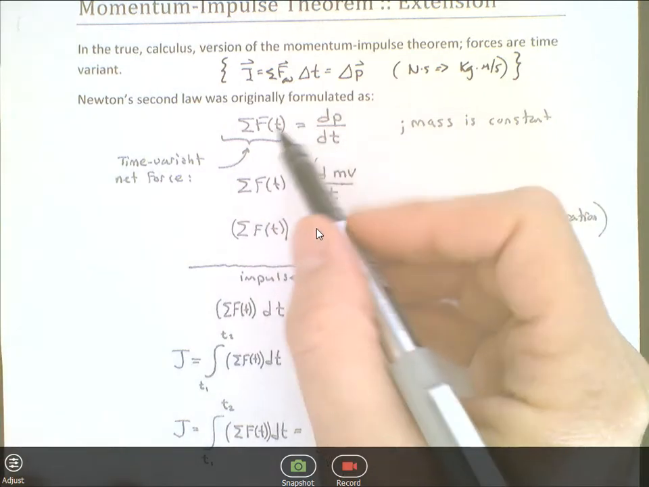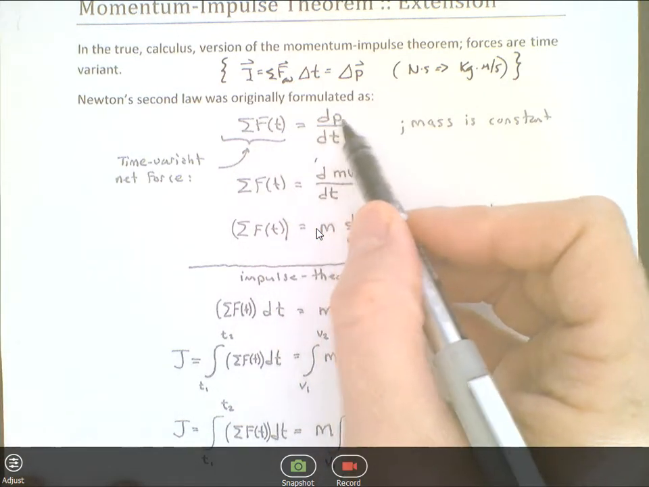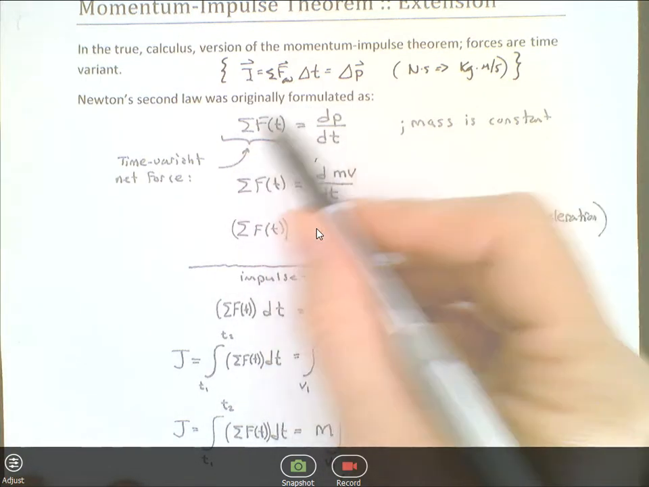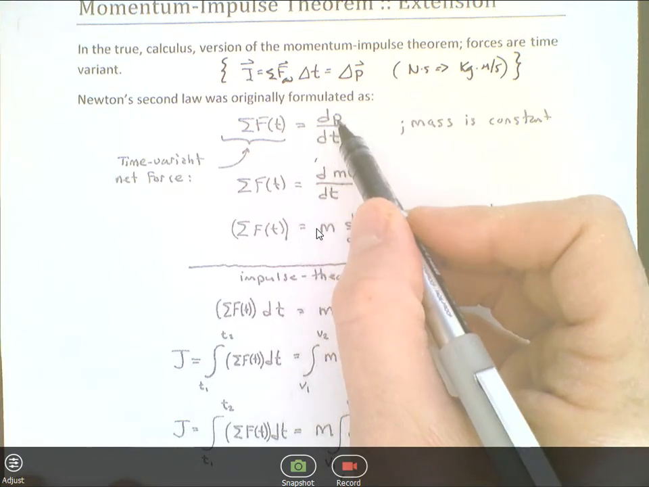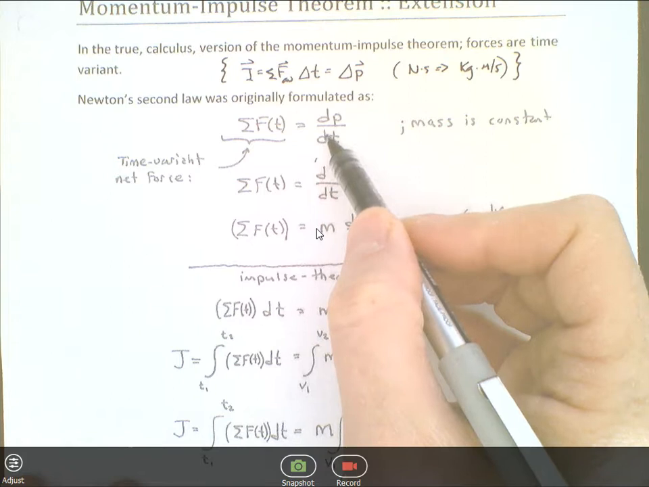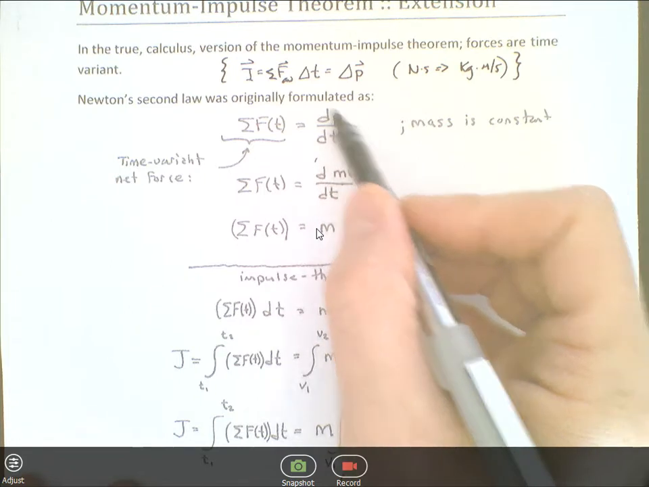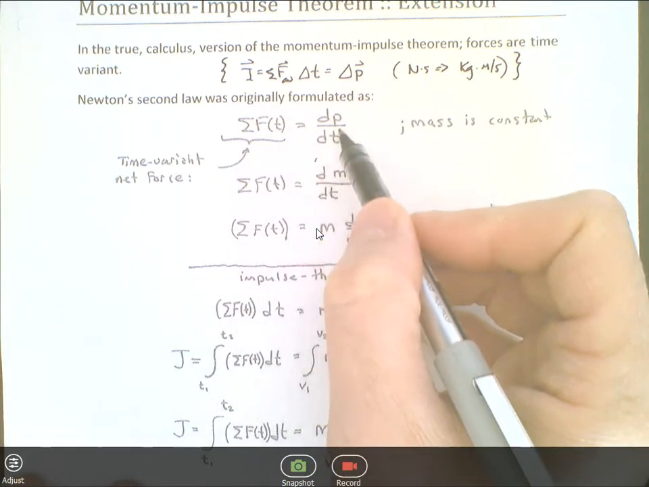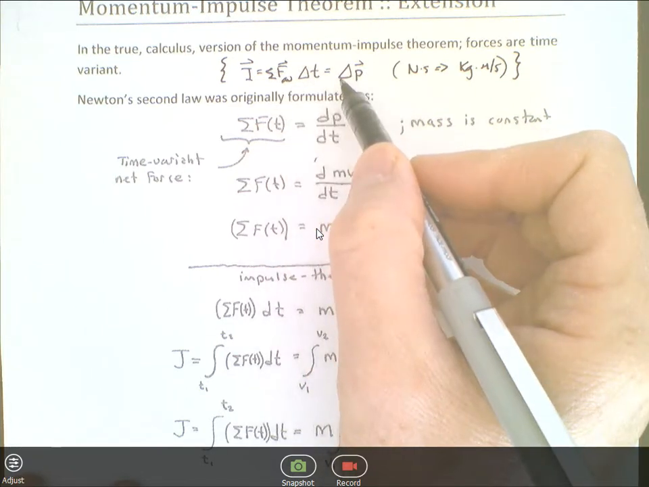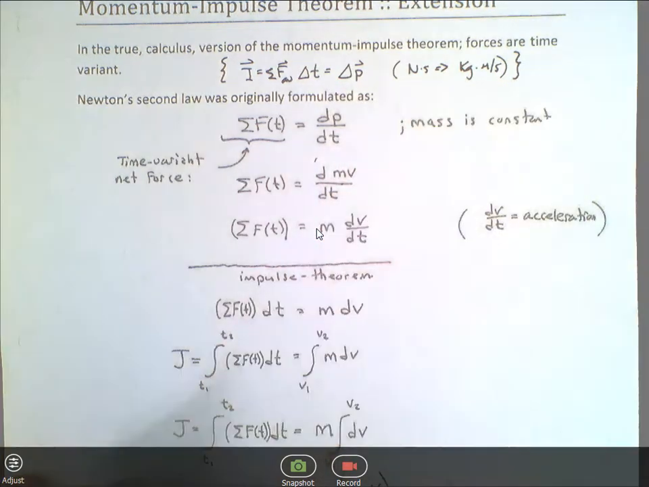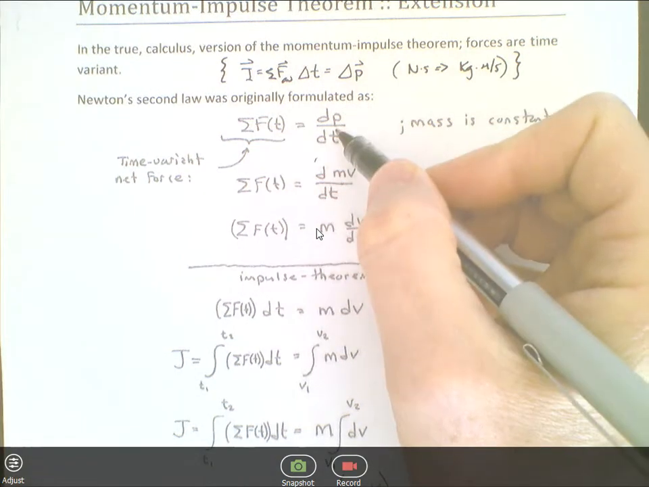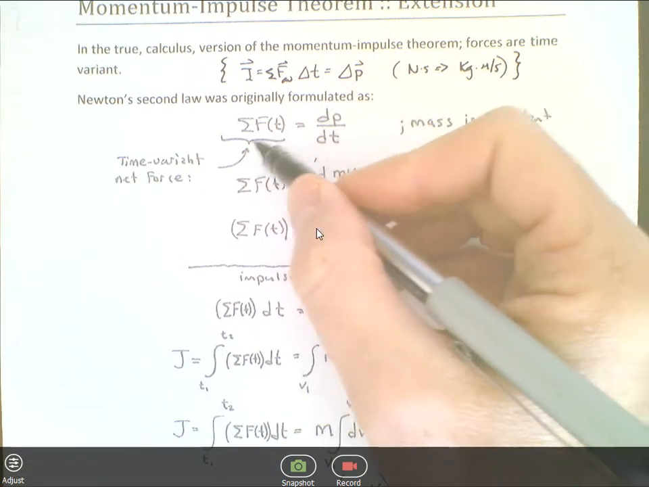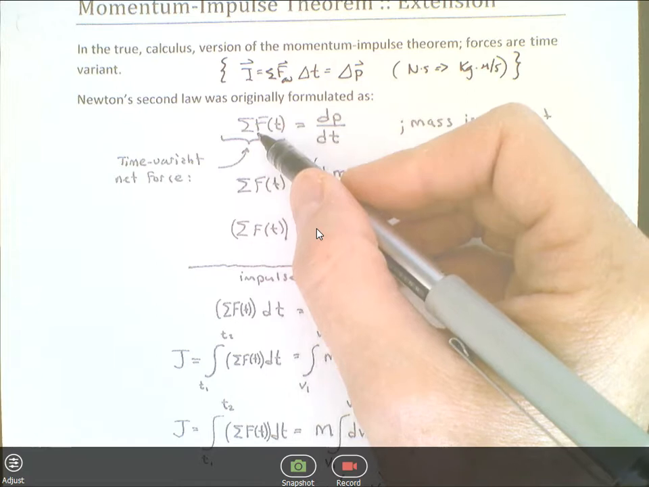Now, dp by dt is the change in momentum over the change in time, but it's instantaneous. So this is the tangent line. By doing the derivative, this is the tangent line to the curve, whereas the other one is the secant line, the average between 2 points on the curve. This is at one particular instant in time. So it's the time variant net force. It's not the average at this point.